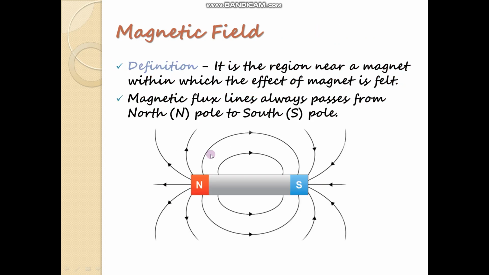Now, some important terms related to the magnetic circuit. First one is the magnetic field. It is the region near the magnet within which the effect of the magnet is felt. See, this is the bar magnet, and the flux lines always pass from north pole to south pole in the outer part of the magnet, but within the magnet the flux lines pass from south pole to north pole.